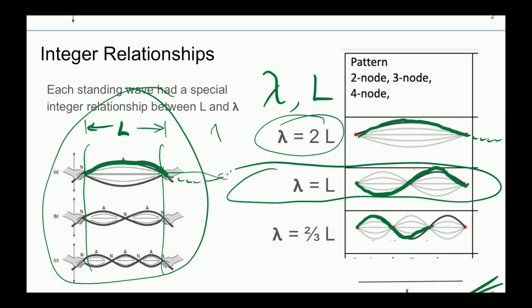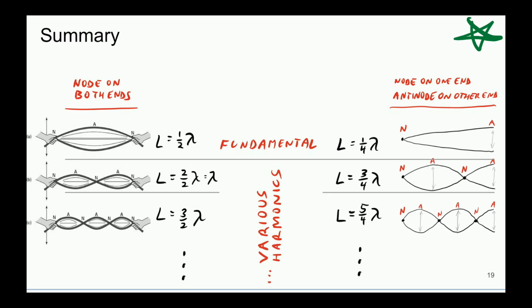So there's always a relationship between the length of the medium and lambda, and if you know one, you could figure out the other. Let's skip ahead. I'm going to zip through a million slides here, and jump to a summary which really says everything we want to know about it.